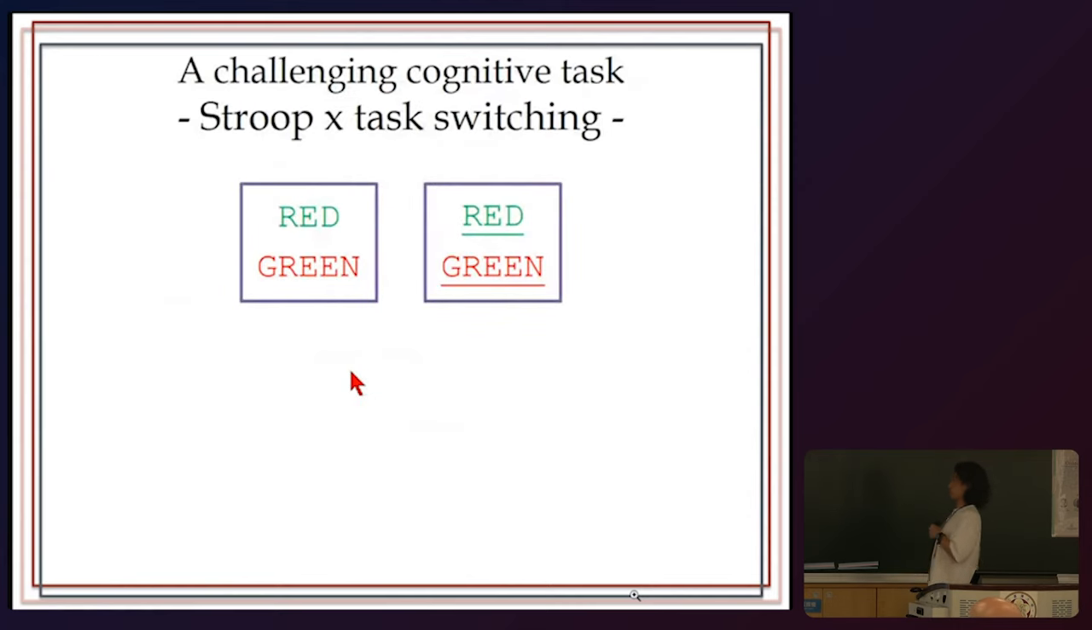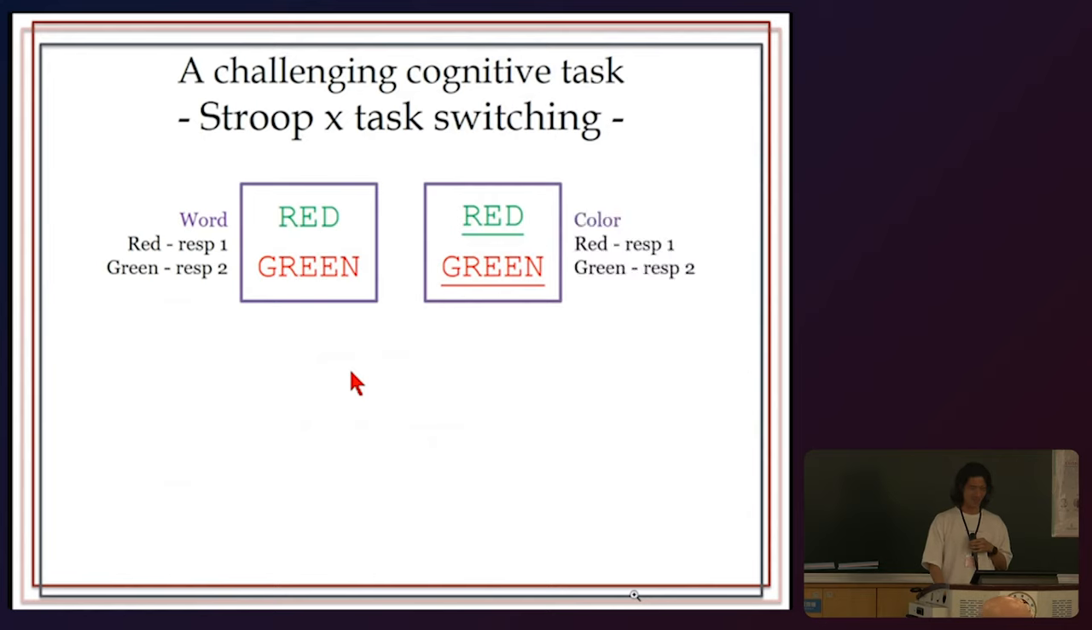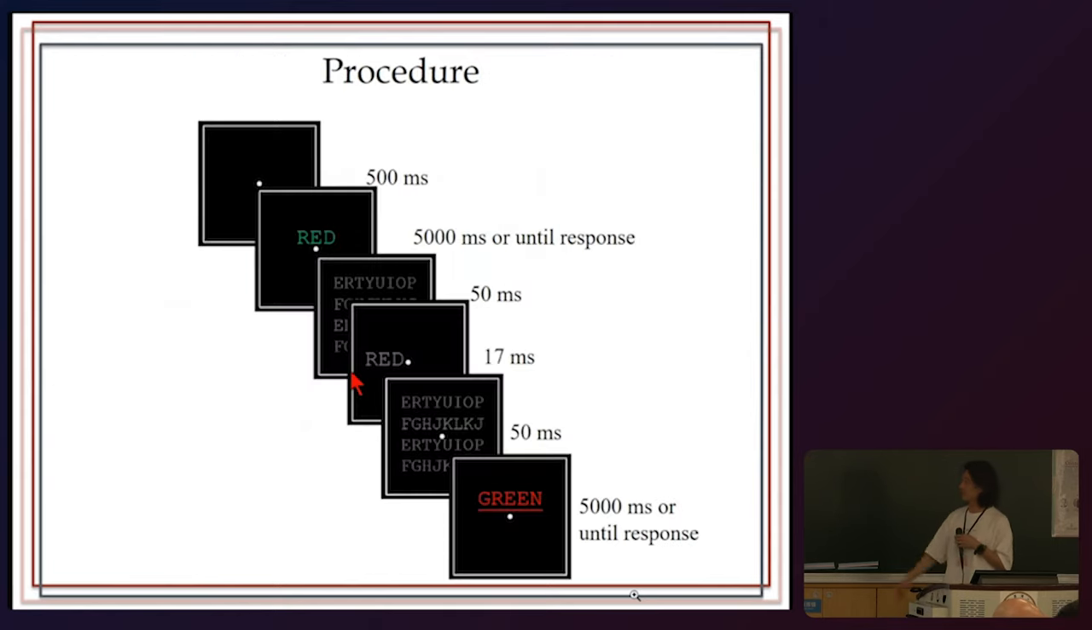Right, so Stroop. We asked them to do a Stroop task, and we made it even harder for the older individuals. As I explained just now, they respond to either the word or the color. But then we added a task switching component. Every trial has two stimuli, and they are either naming the color or naming the word, or sometimes they have to switch: naming the color for the first one and the word for the second one, to make it even harder.